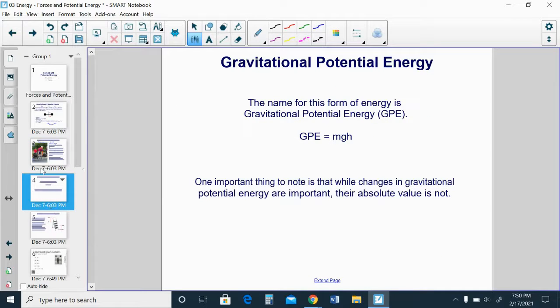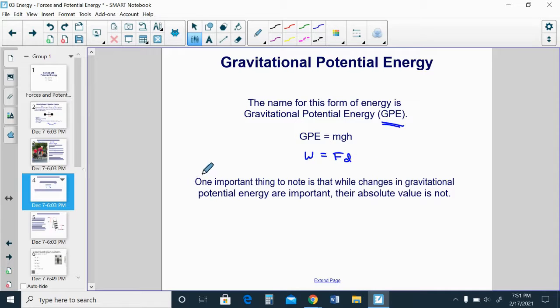So just to sum up this equation here, the name for this form of energy is gravitational potential energy, and we're just calling it GPE. These are not separate variables. It's just one thing. It just stands for gravitational potential energy. So that gravitational potential energy is equal to mass times gravity times the height. Essentially, it was derived from the work equation when you're lifting something vertically.